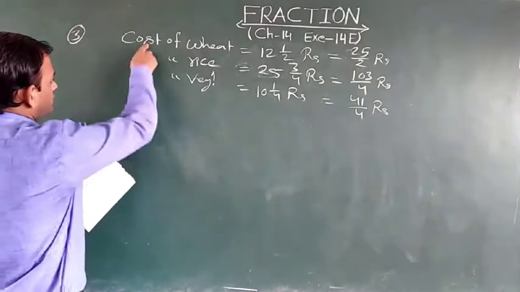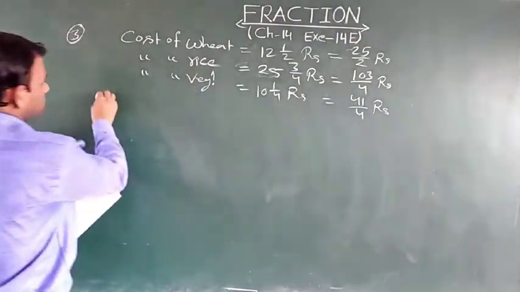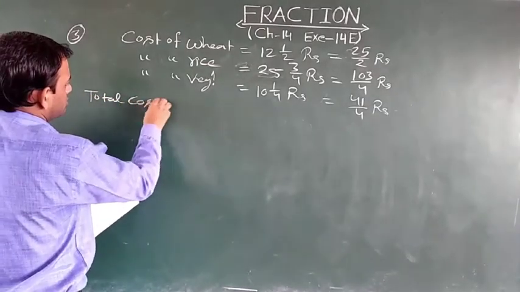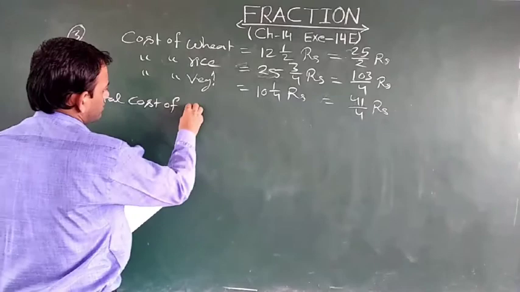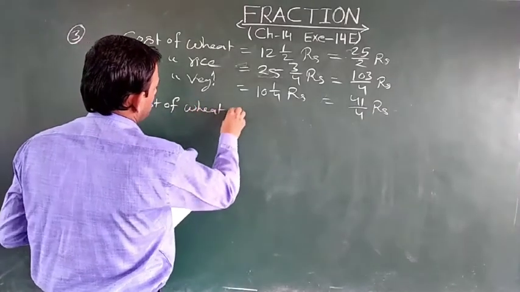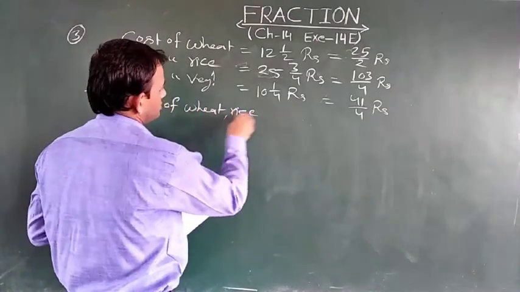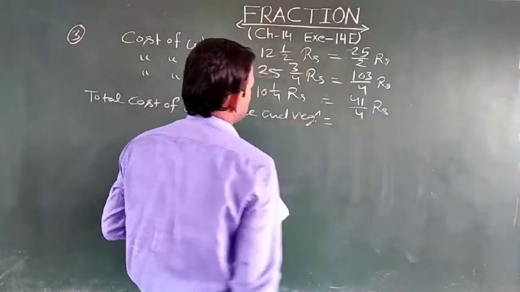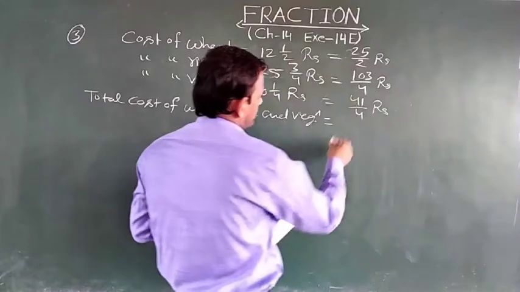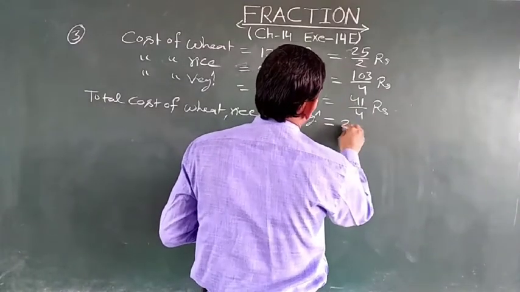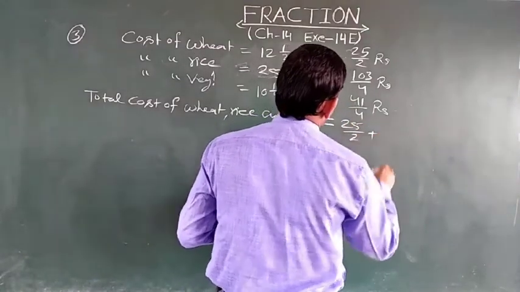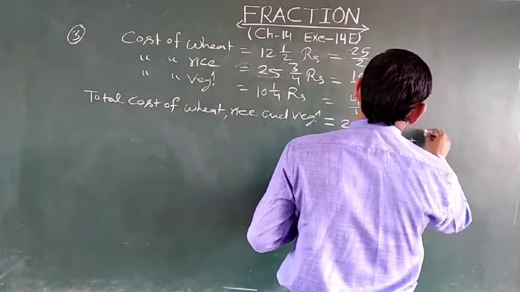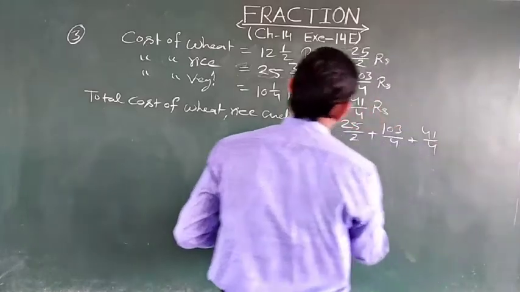Now the total cost of the wheat, rice and vegetables is equal to, we will just add all the fractions, all the values: 25.2 plus 103 upon 4 plus 41 upon 4.